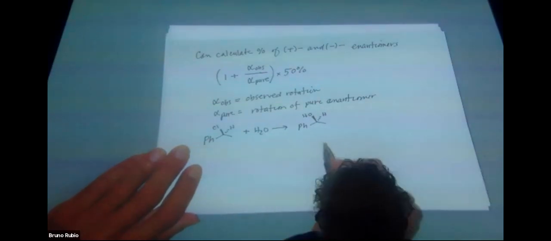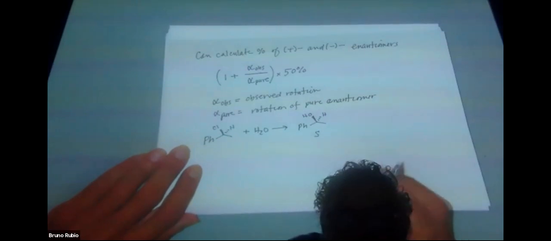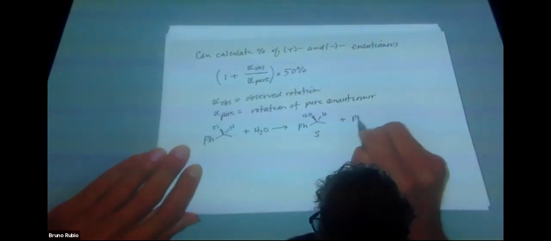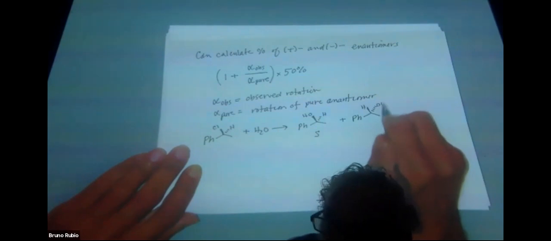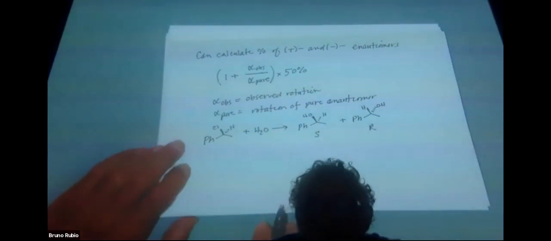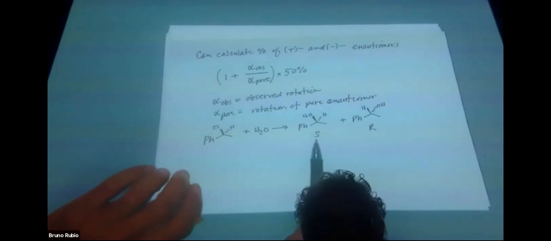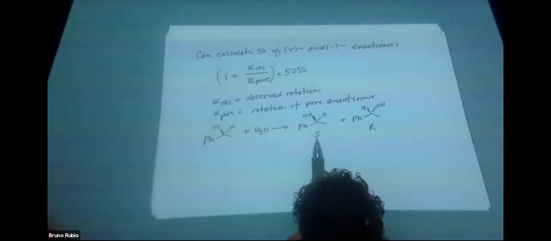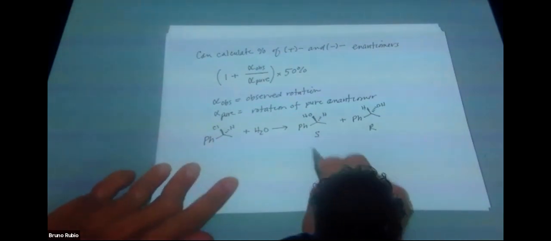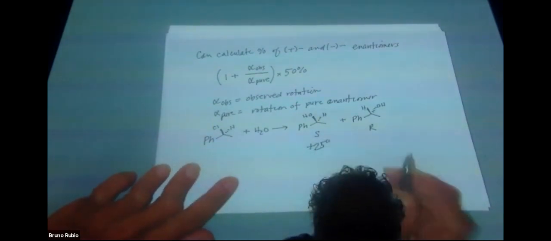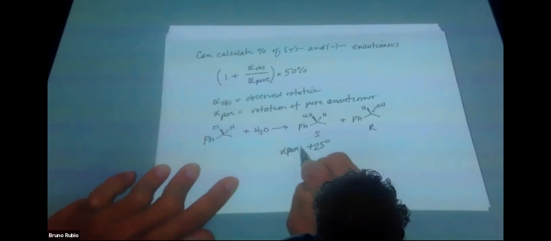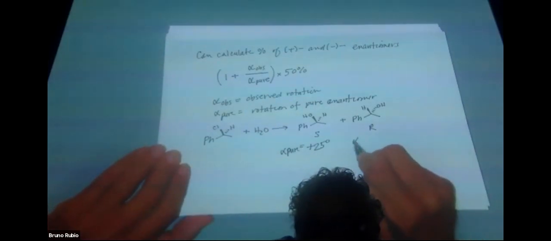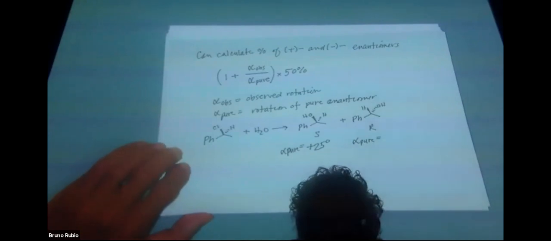I get this guy, which has the S absolute configuration, and I also get its enantiomer, which of course will have the R absolute configuration. Now, the specific rotation of this particular pure S enantiomer is positive 25 degrees, right? So that's the specific rotation of the pure S enantiomer. What is the specific rotation of the pure R enantiomer?